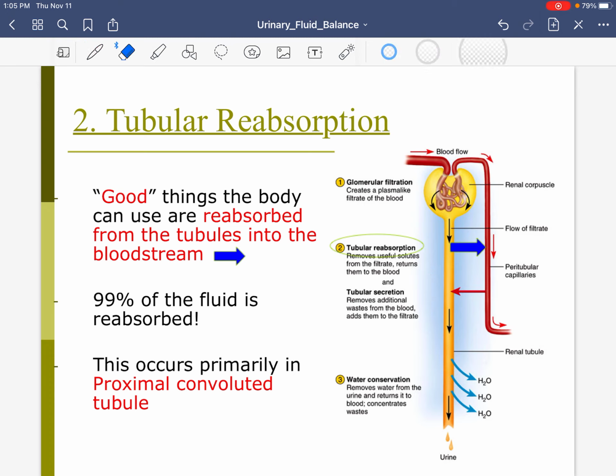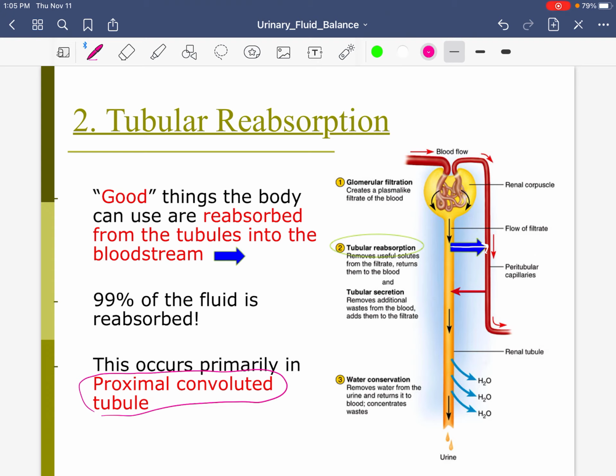And then it is once we get to the tubules. And remember, we have the tubules running right alongside the blood vessels. So this is a perfect opportunity to really make sure that we reabsorb all of the good. So reabsorption means movement of good particles into the blood. We want to keep the good things in the blood because it'll stay in the body.